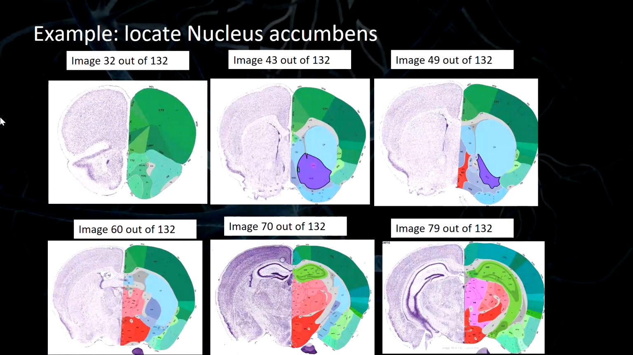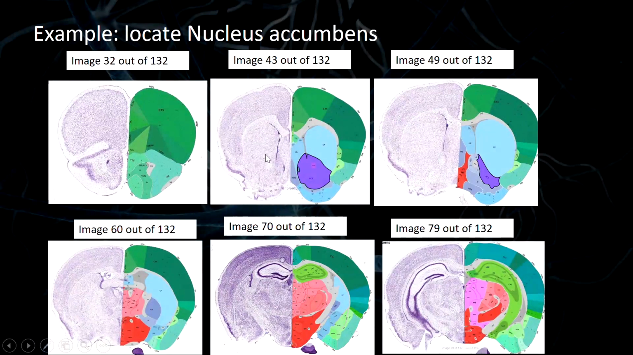Okay, next one, nucleus accumbens. Nucleus accumbens belongs to the deep brain nuclei, which contribute to fine motor movement. If somebody has Parkinson's disease, their nucleus accumbens is probably also damaged. On image 32, we don't have nucleus accumbens. We only find it on these two images, 43 and 49. You'll notice that the nucleus accumbens is around the ACO on 43, and on 49 it's on the side of the ACO.